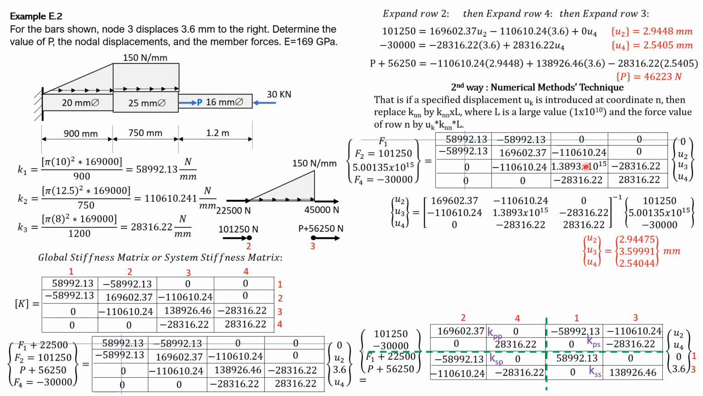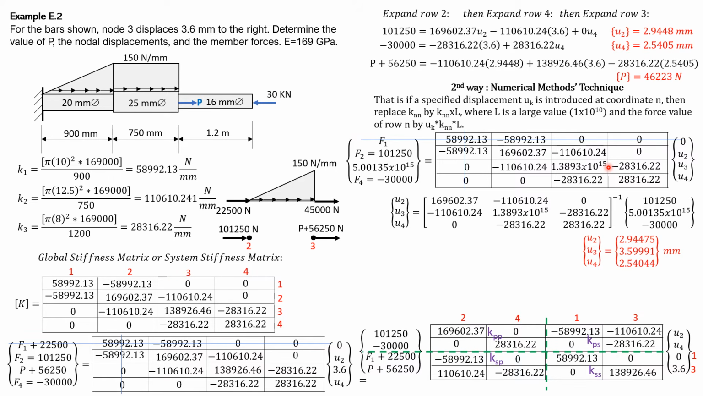So the original stiffness of K33 was 138,926.46. It is at the same row as this unknown B here. So this is K33. Multiply this by 1 times 10 to the 10. It becomes 1.3892646 supposedly, but I stopped at 3. It will not fit in this cell. Times 10 to the 15.